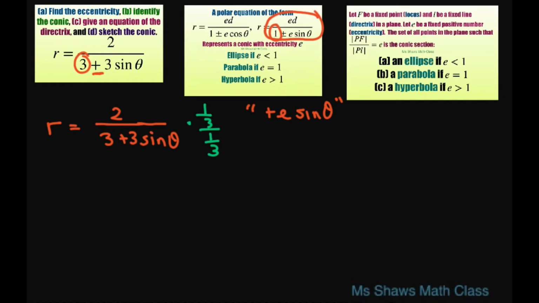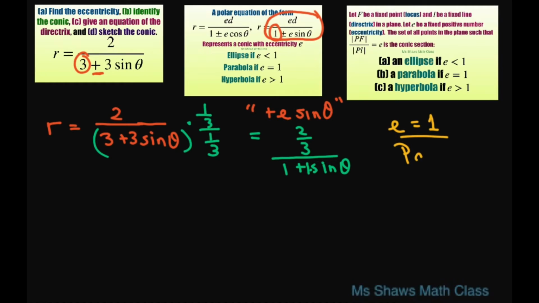And that's going to give me, in the numerator, 2/3, and in the denominator, we're going to get 1 plus sine of theta. So my e here is 1, because that's 1 times sine of theta. So e equals 1. Therefore, since e equals 1, we have a parabola.